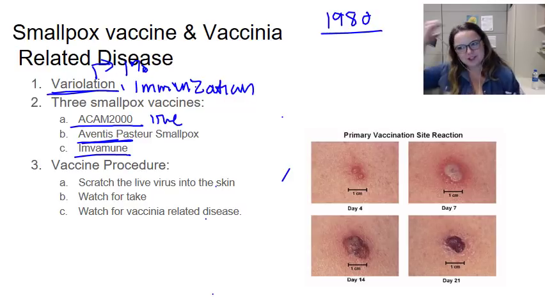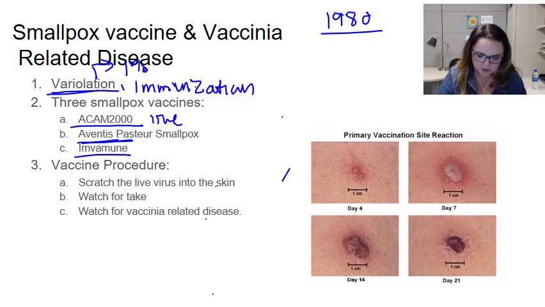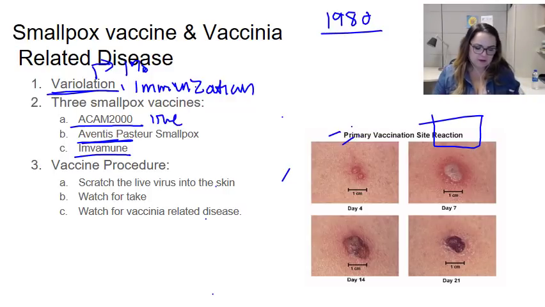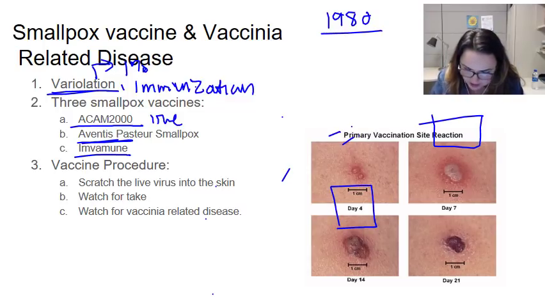The vaccine procedure consists of basically scratching the live virus into a patient's skin, okay? So you're basically going to take this bifurcated needle, and you can kind of see here where the needle hit both spots, and put some of the replication competent ACAM 2000 into the patient's skin. You're then going to look for what's called a take. A take is a pustule. If the pustule doesn't develop, then the patient didn't actually get enough of the virus in order to actually be protected.